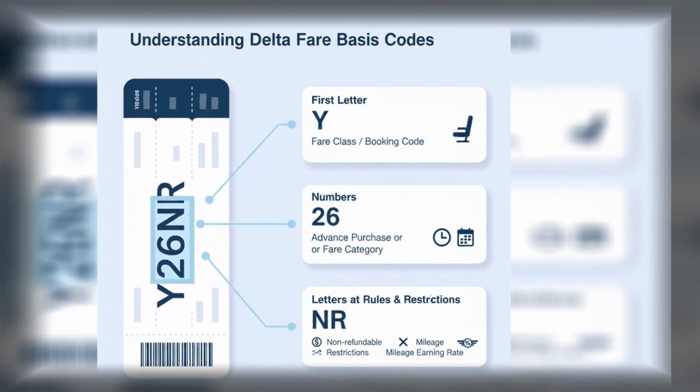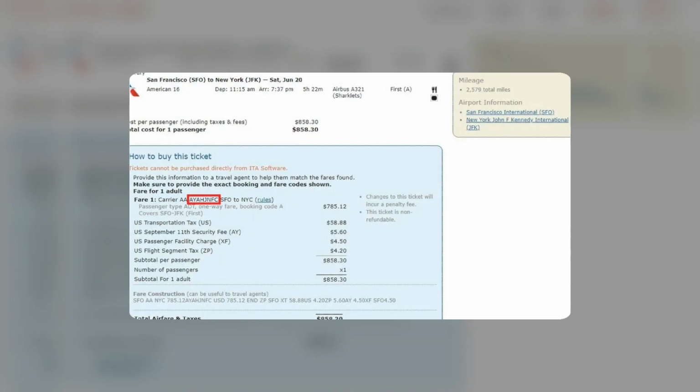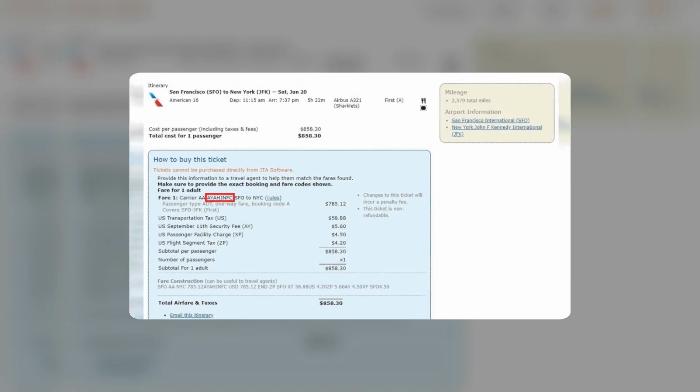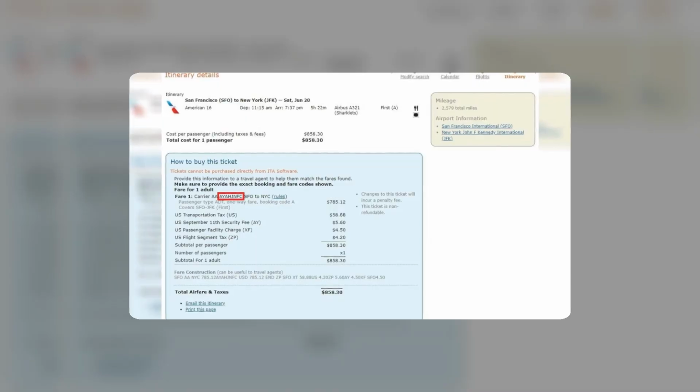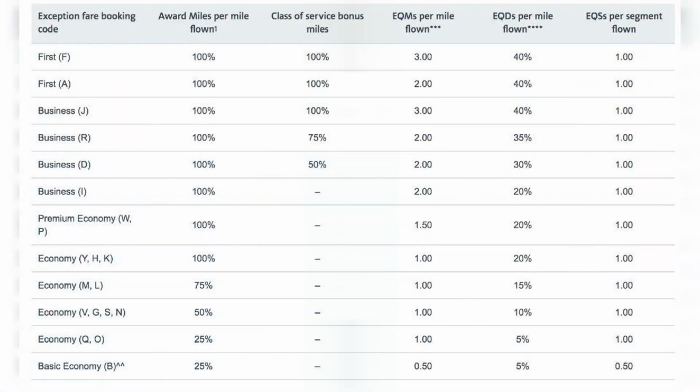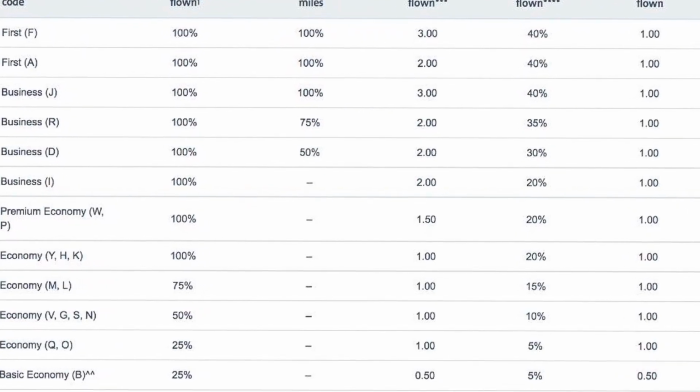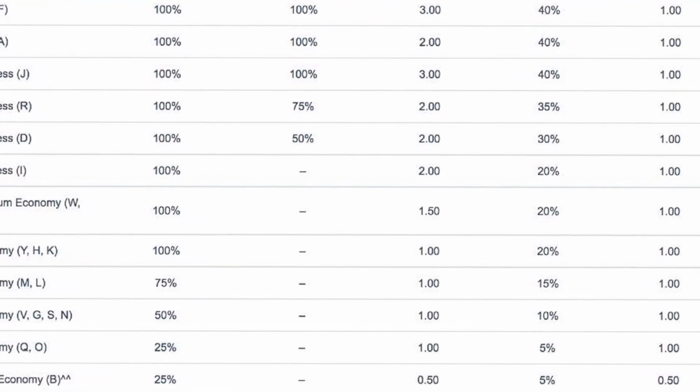How flexible it is, whether your bag is free, whether you can change or refund, and how much an upgrade will cost. Take a breath. This isn't secret airline magic. It's a simple bookkeeping language called a fare basis or booking class.